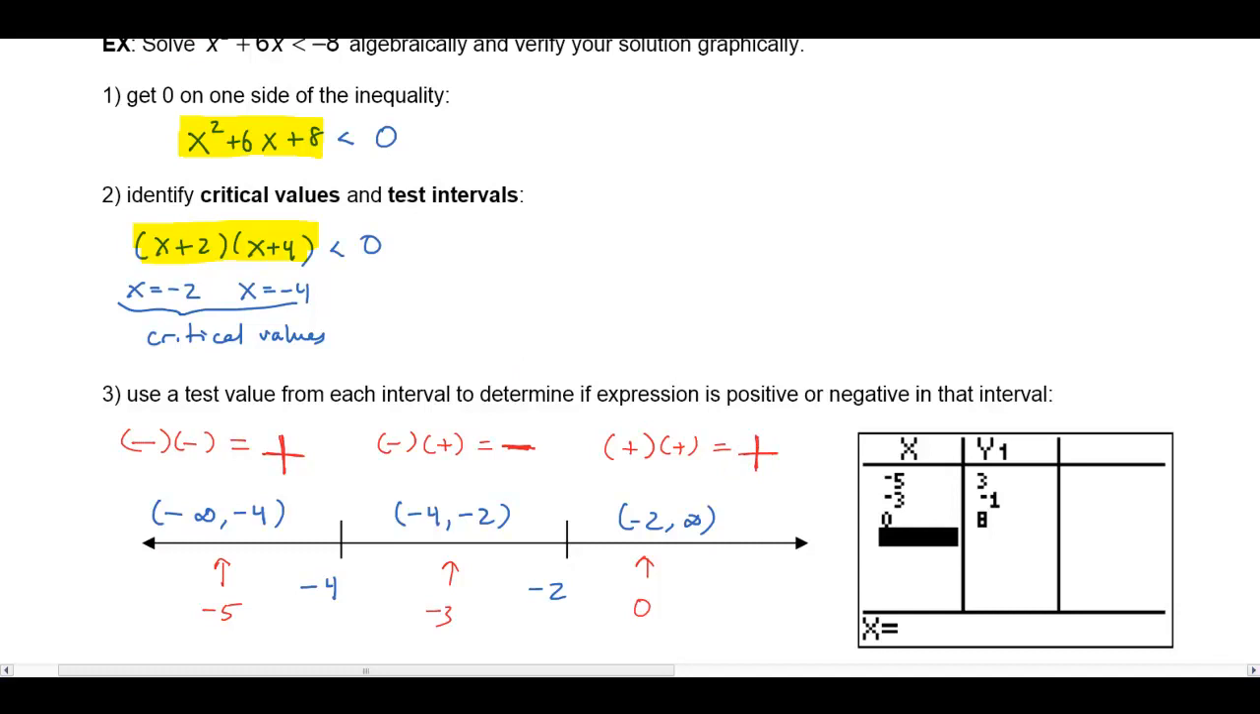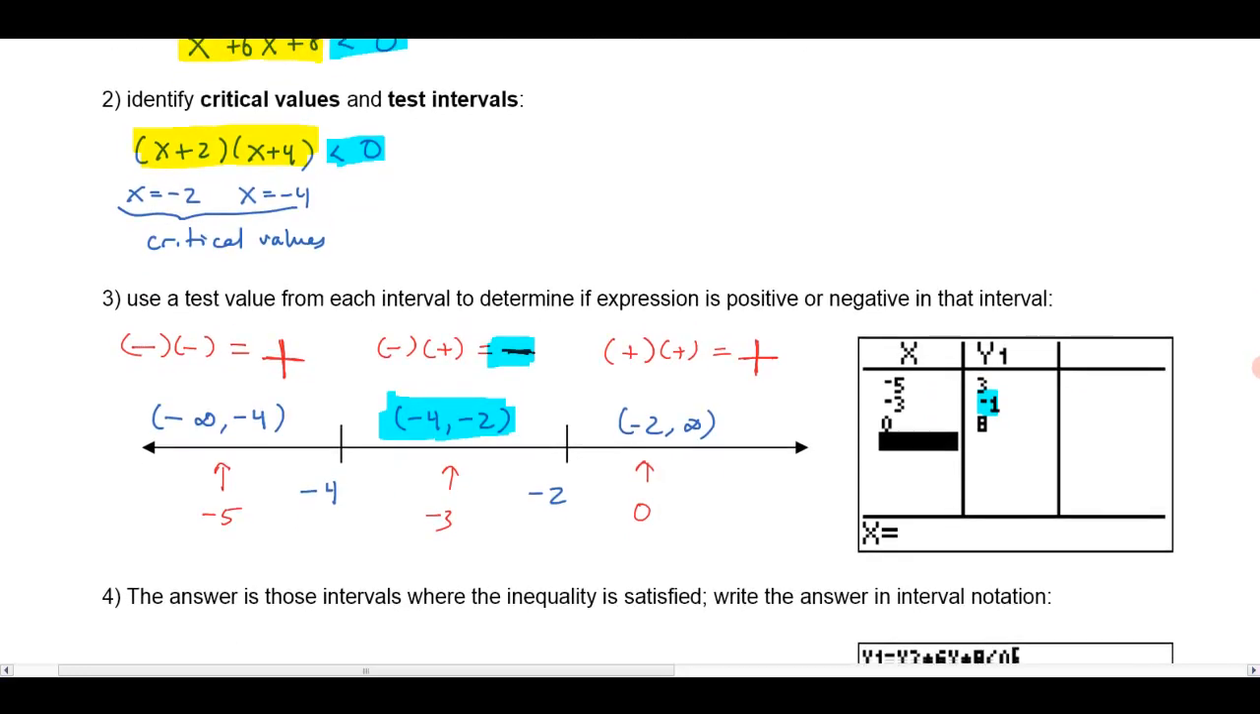So I want to know where is the x squared plus 6x plus 8 less than 0? Where is this factor times this factor less than 0? You can see it's less than 0 in this interval right here. And so this is the interval that I want, and that's going to be my solution.